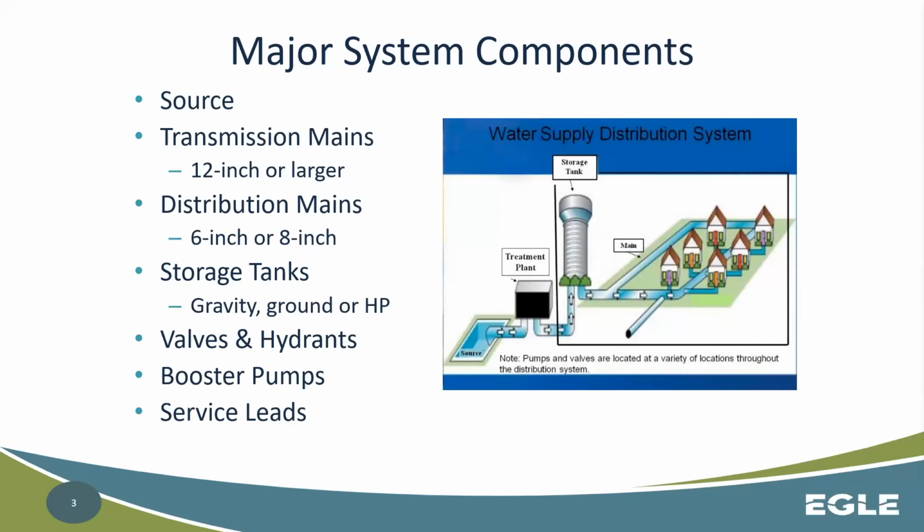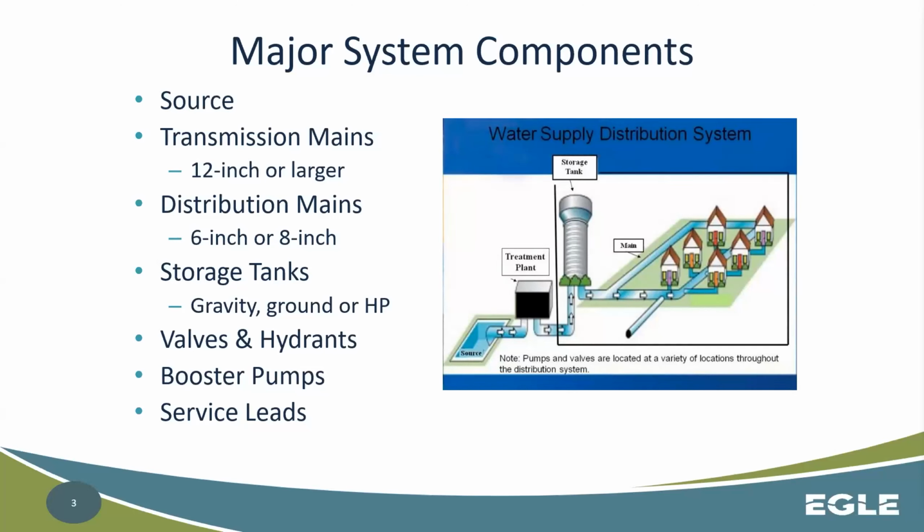So again, same slide. Basically, we're going into major system components. So we have the source, obviously. You have your treatment plant itself, but then from that, your transmission mains. That's delivering that large volume of water to the extents of the system. And then you have your distribution mains that are slightly smaller, delivering that directly to the customers themselves.